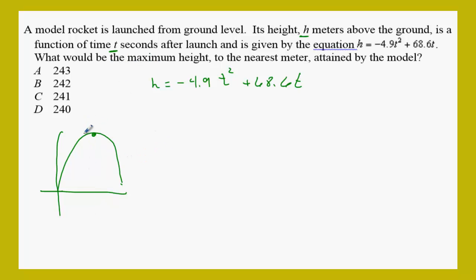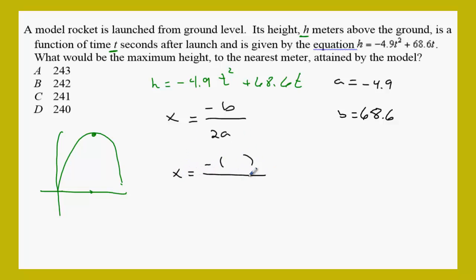In order for you to find the maximum height, you need first to find the axis of symmetry, this point, or after how many seconds the parabola will reach the maximum height. To find the axis of symmetry, you need to find a and b. a is the coefficient of t squared, which is negative 4.9. b is the coefficient of the t, which is 68.6.